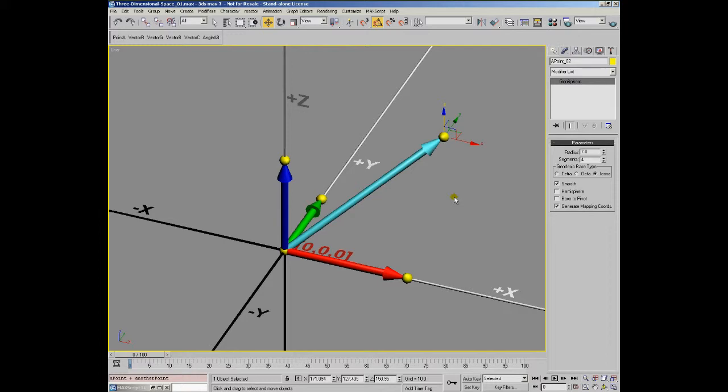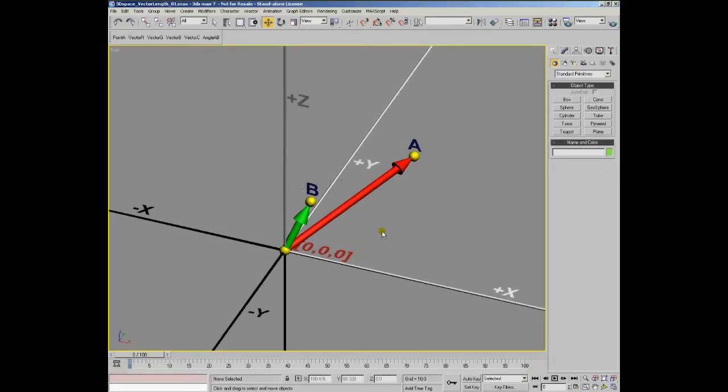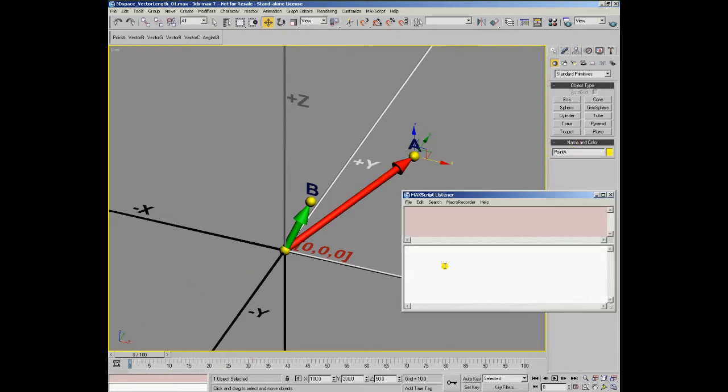In practice, in 3ds Max, it's enough to work with point 3 values to solve most of the problems typical for 3D application. Let's take a look at vector subtractions. In this case, we have a point A with position 100 to 150 and another point B with position 20, 40, 60.